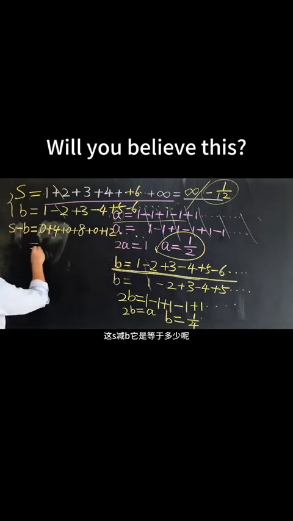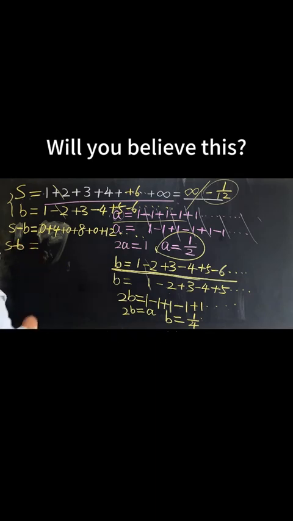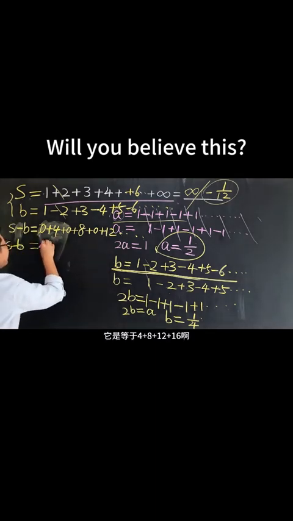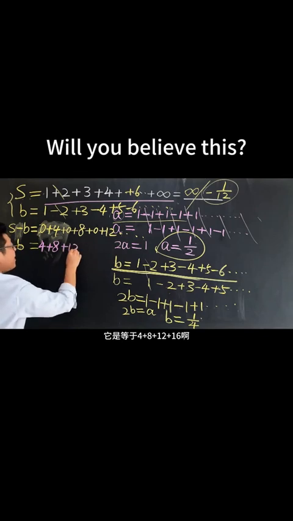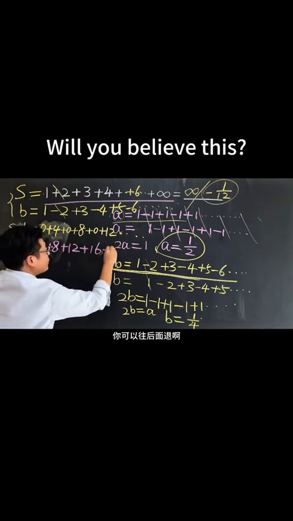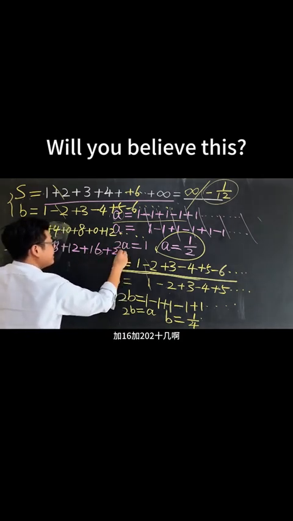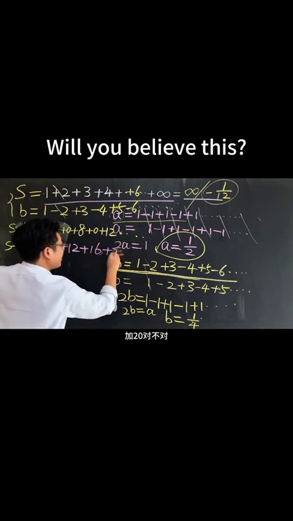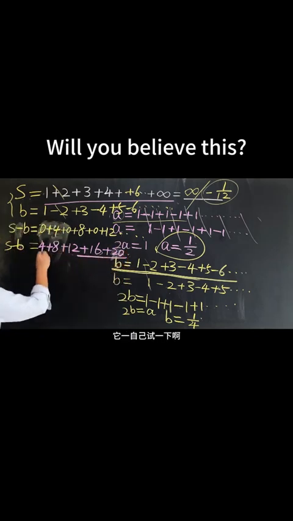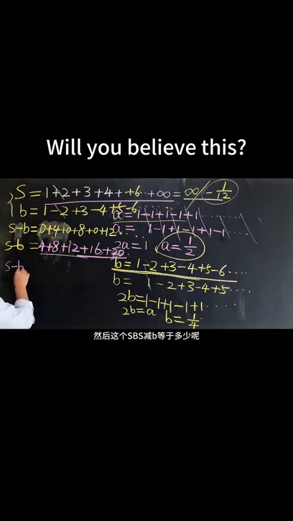Have you noticed the pattern? What is S minus B equal to? It equals 4 plus 8 plus 12 plus 16, and you can keep going, add 20, and so on. Right? Try it yourself. And then what is this S minus B equal to?